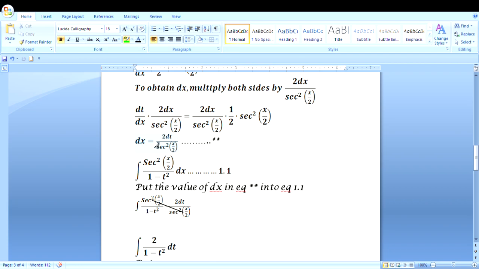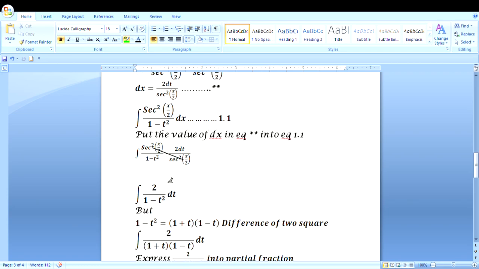the dx. Okay, we substitute it in this equation, and this becomes the integral of sec square x over 2 divided by 1 over t square times 2 dt, divided by sec square x over 2. So we are trying to eliminate sec square x over 2. Everything that has to do with x needs to be gotten rid of. Okay, so the expression turns out to be the integral of 2 divided by 1 minus t square dt.